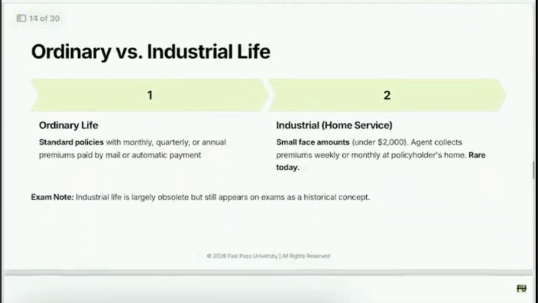All right. Ordinary versus industrial life. Ordinary life are standard policies with monthly, quarterly, or annual premiums paid by mail or automatic payment. Industrial home service are small face amounts under $2,000. The agent collects premiums weekly or monthly at the policyholder's home. This is rare today. We do not see this very often, but the exam still likes to test on it a bit. Industrial life is largely obsolete, but still appears on exams as a historical concept, so make sure you're comfortable with that.